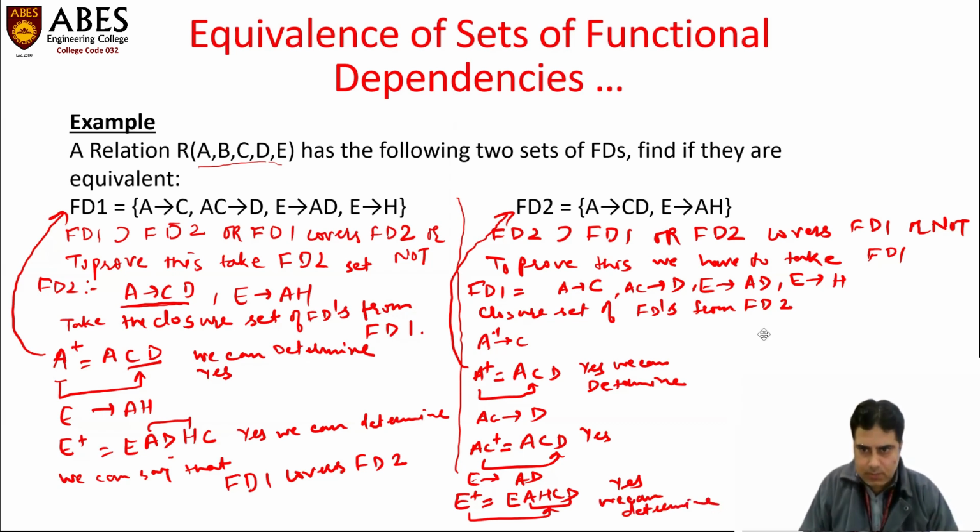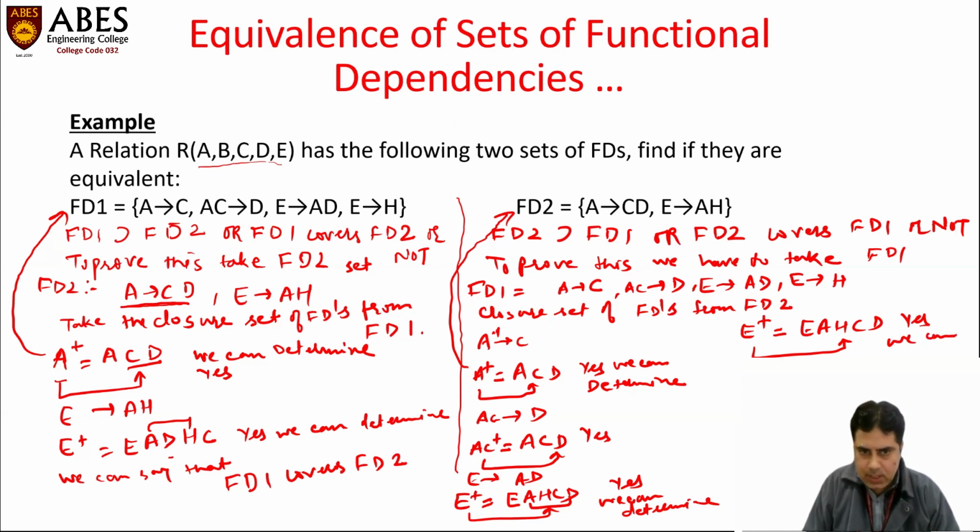Now, the last FD, E to H. Take the closure set of E. From E to E, E to AH we can determine from FD2, and from A we can determine CD. Now we can determine E to H. Yes, we can determine.